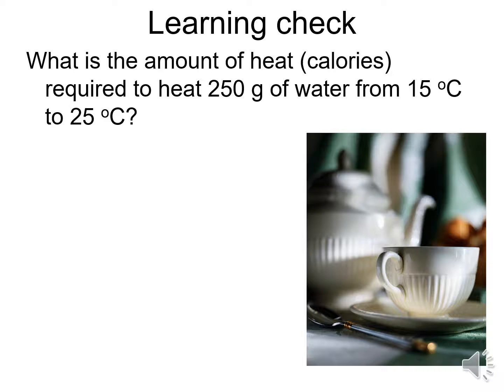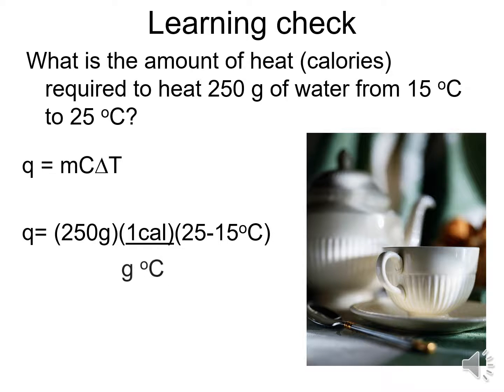How much heat in calories are required to heat 250 grams of water from 15 degrees Celsius to 25 degrees Celsius? Well, Q equals mc delta T. So the mass of the water is 250 grams. We said earlier it takes 1 little c calorie to raise the temperature of a gram of water 1 degree Celsius. So we'll make that the specific heat of water, 1 calorie per gram degree Celsius.